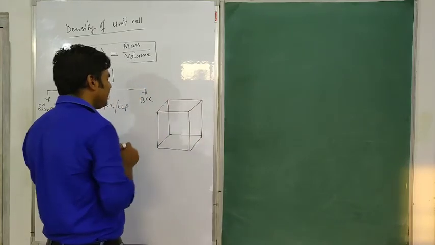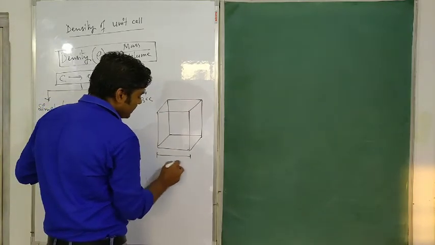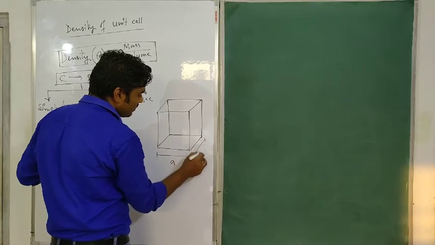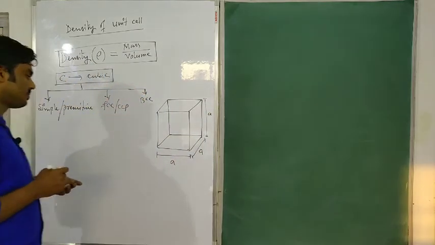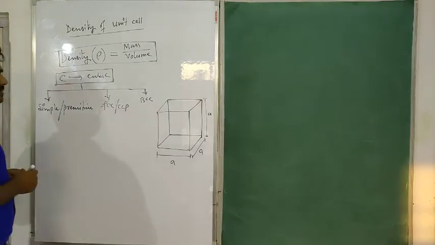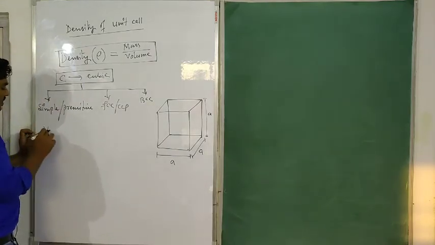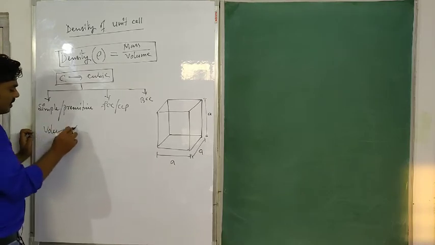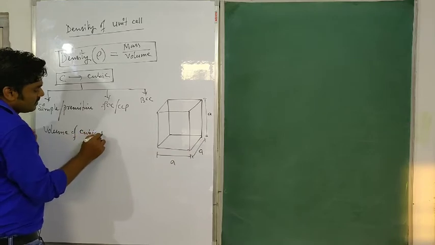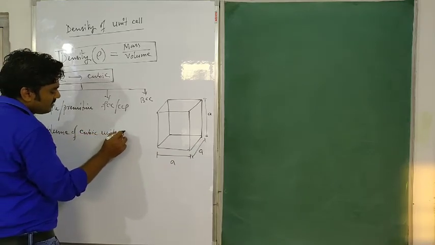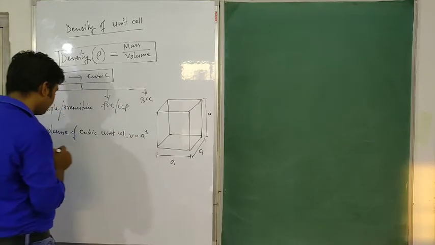In this cubic unit cell all the edge lengths are the same, and I will call it a. So here I can write one thing, that is the volume of the cubic unit cell. Volume of the cubic unit cell, that is V, is equal to a cube.